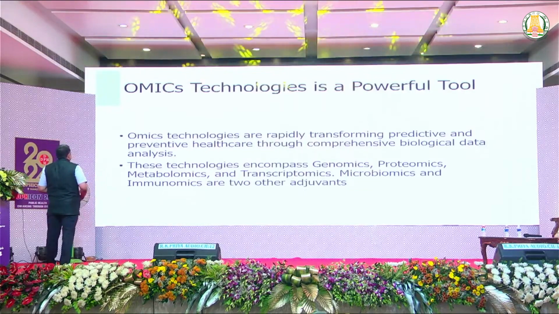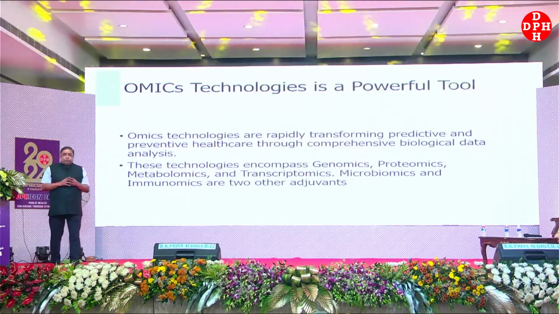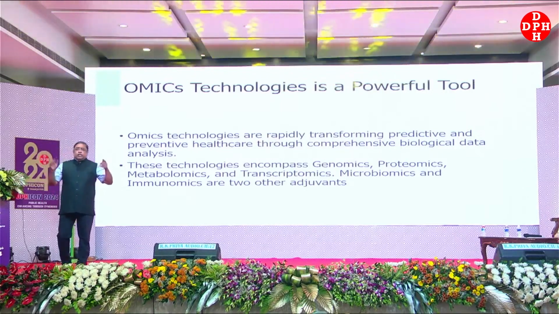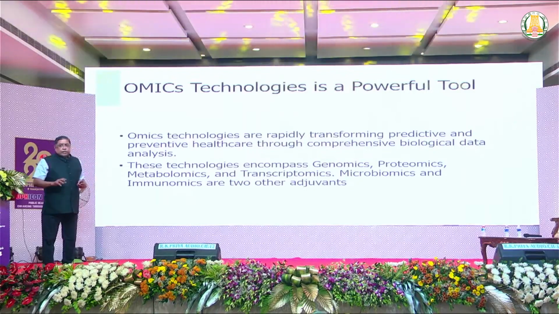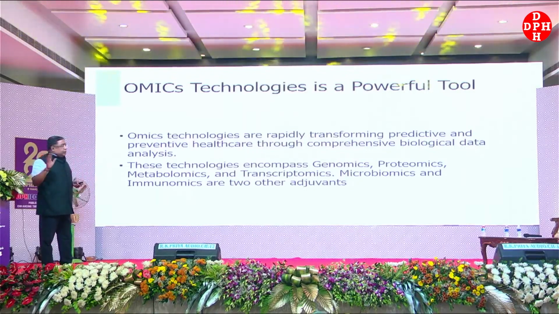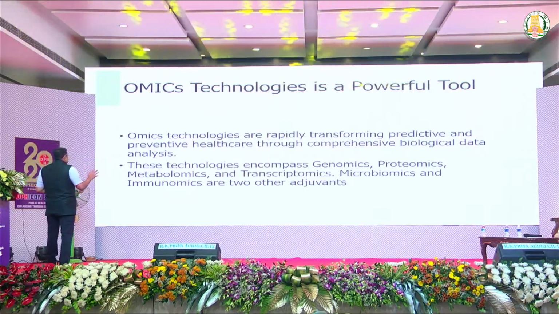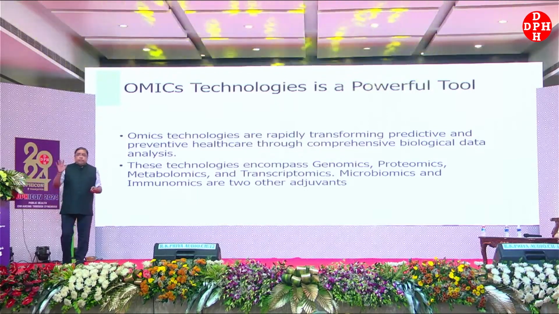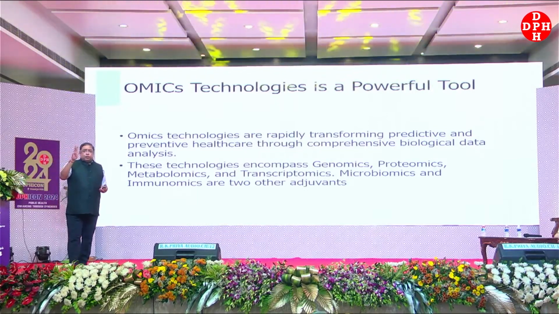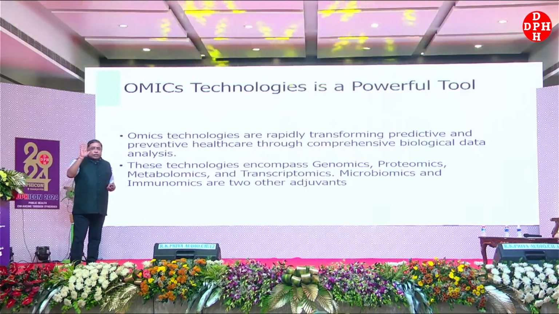So what is Omics technology? Omics technology is a comprehensive, large biological data which comes from the major types of omics, that is genomics, proteomics, metabolomics, and transcriptomics. There are 2 other smaller omics, that is microbiomics and immunomics. They are adjuvants to the whole issue. But we need to remember genomics, proteomics, metabolomics, and transcriptomics. These issues will be driving the public health effort in the next 10 to 15 years.